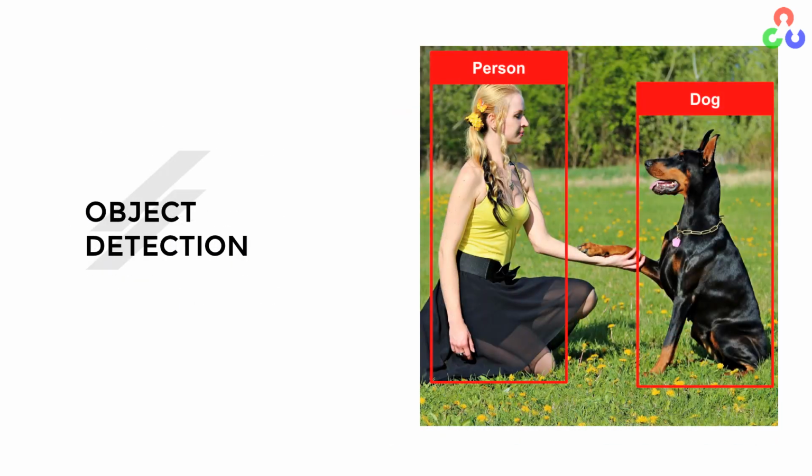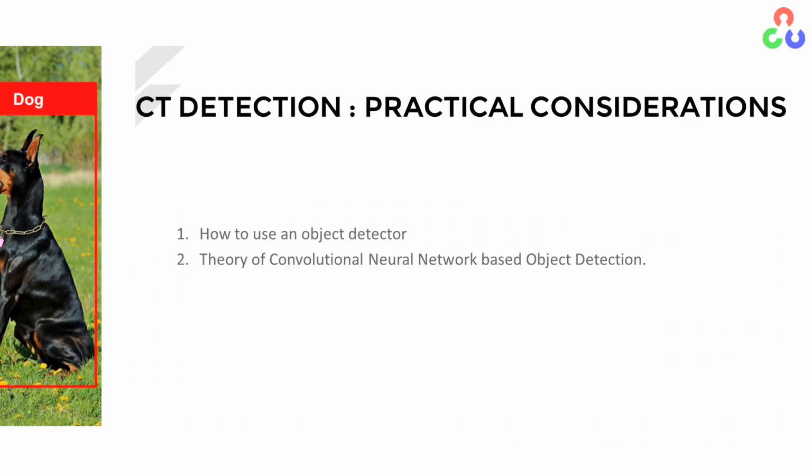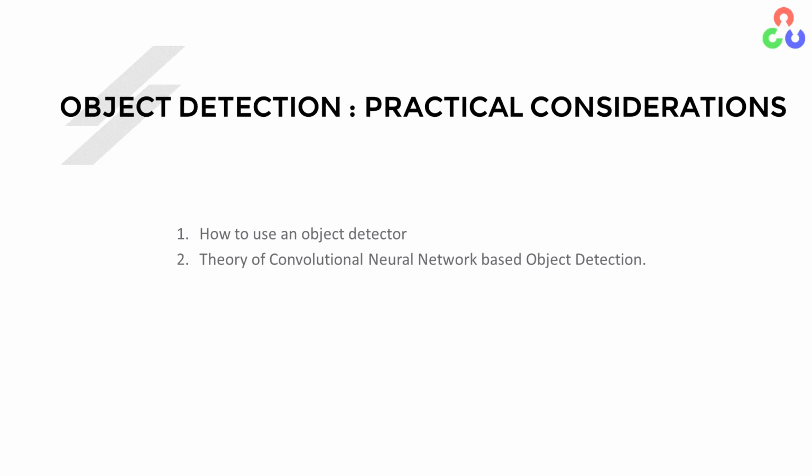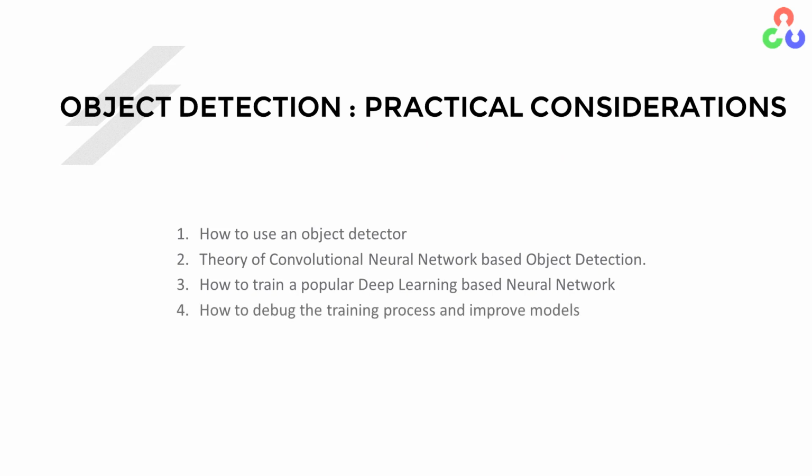Next, we will cover object detection. We will learn one state-of-the-art object detector in depth and learn how to train it from scratch. We will also learn how to debug the training process and improve the model. Finally, we will go over the annotation tools that you can use for data annotation. Next comes an important question. Say you have built an application, but how do you make it available for use?